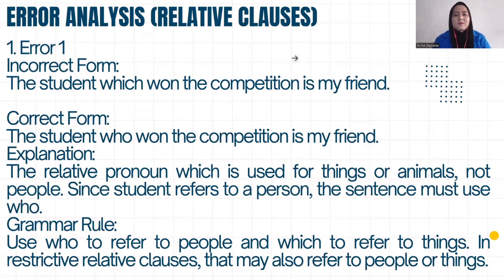Number one: the incorrect form is "the student which won the competition is my friend." The correct form is "the student who won the competition is my friend," because the relative pronoun which is used for things or animals, not people. Since student refers to a person, the sentence must use who. The grammar rule is: use who to refer to people and which to refer to things. In these relative clauses, that may also refer to people or things.